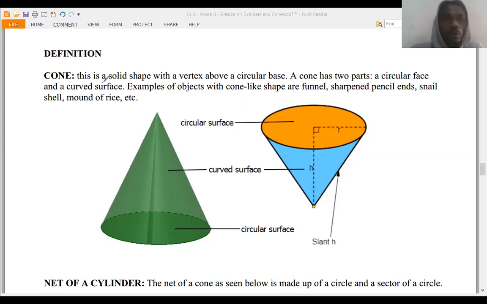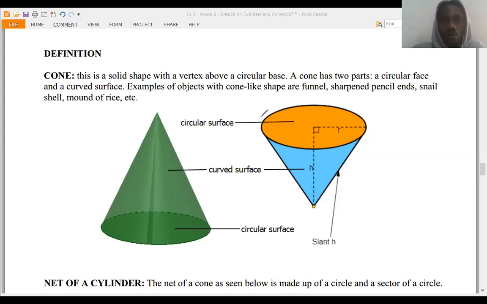So, a cone is a solid shape with a vertex above a circular base. A cone has two parts, a circular face and a curved surface. Examples of objects with a cone-like shape are a funnel, the end of a sharpened pencil, a snail shell, a mound of rice, etc. Here's a cone with the base at the bottom, and here's another cone with the base at the top.